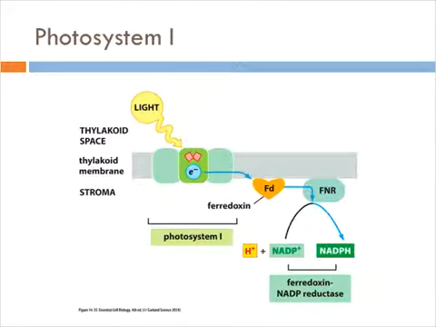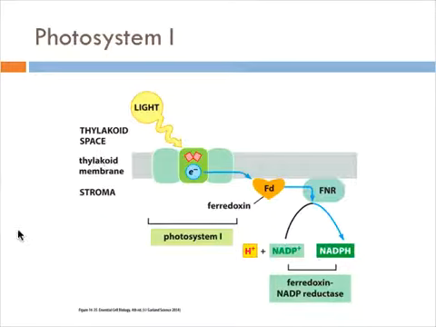Now, what happens in photosystem 1? We've got a similar setup. We've got the antenna complex, the reaction center, and a special pair, and now we have a different electron carrier. We've got ferredoxin and a different enzyme, ferredoxin NADP reductase, still in the thylakoid membrane.